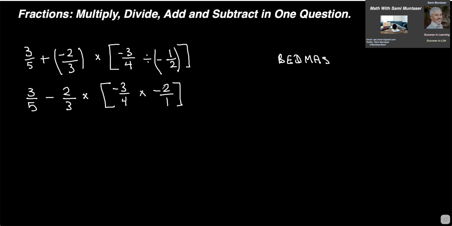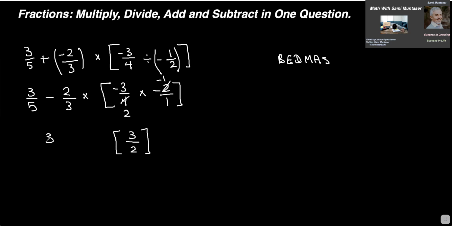Now we still have to do what's inside the bracket. So I'm going to reduce. -2 goes into itself -1 time, and then 2 goes into 4 twice. So -2 divided by 2 is -1, and 4 divided by 2 gives me 2. Now in here, I multiply the tops together, the bottoms together. -3 times -1 will give me +3, and 2 times 1 on the bottom would just give me 2.